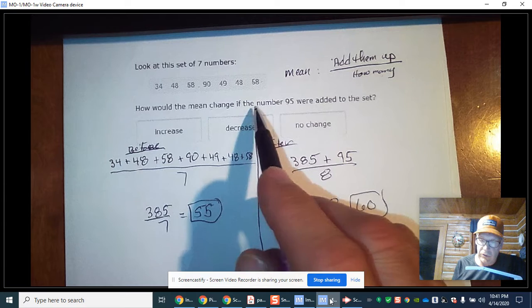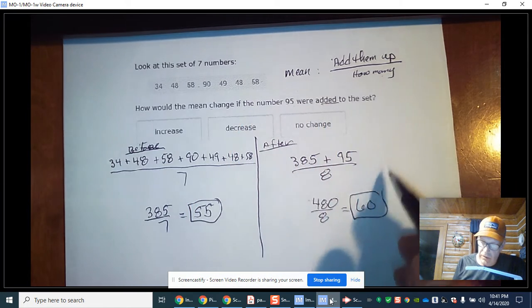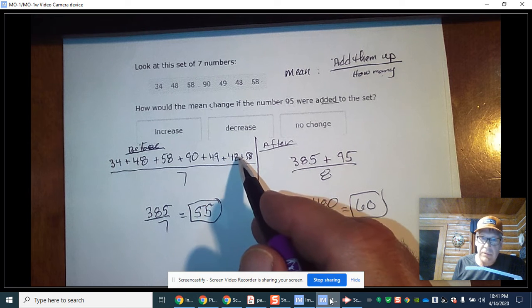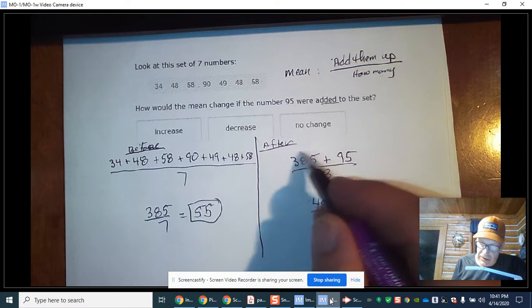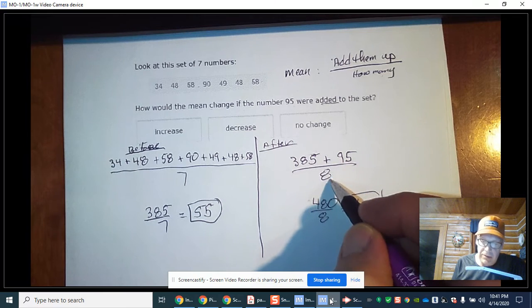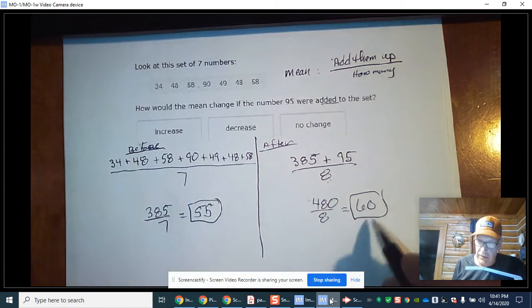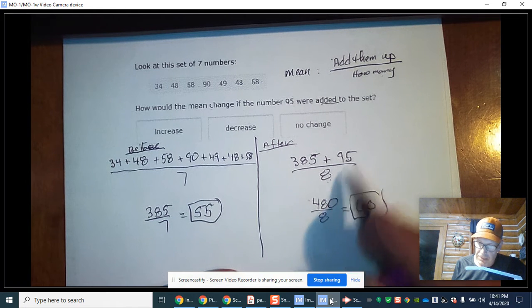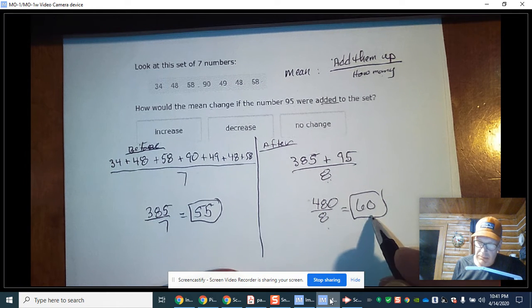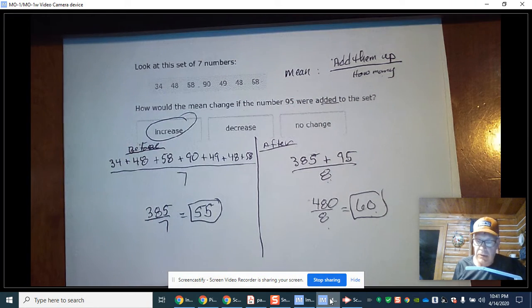How would it change if 95 were added to the set? Instead of re-adding all these with 95, I just took the total and added 95 to it, and divided it by not 7, but now I'm going to have 8 when I add 95 in there. When I take 480 divided by 8, it gives me 60. So it went from 55 to 60. That's an increase. Those are the problems you're going to see.